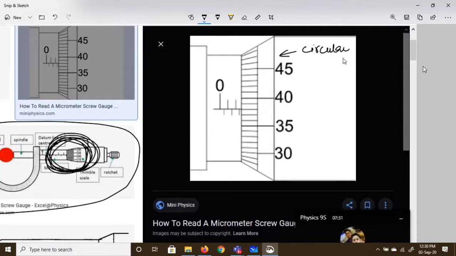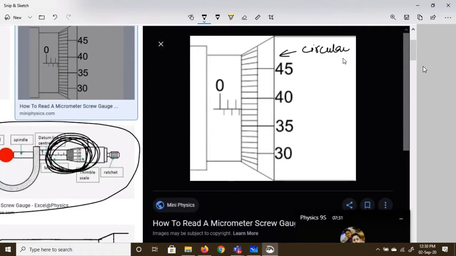Now I need circular scale reading. Circular scale reading, beta, is actually found out by looking at the datum line. आप ये देखो कि ये जो datum line है, ये कौन से division के ऊपर coincide कर रही है of this circular scale. So 35, 36, 37 and then 38. आप ये देख रहे हो कि 38 जो नंबर डिवीजन है वो datum line के बिल्कुल coincide कर रहा है.